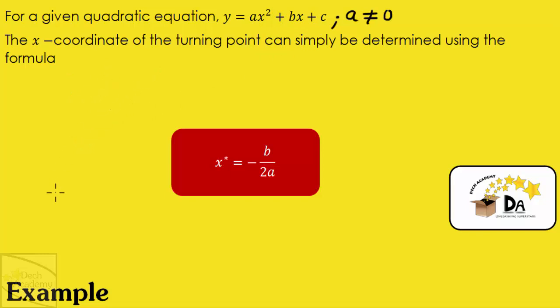So the key thing here is quadratic curves have turning points. Without even sketching, this formula will tell you the x coordinate of the turning point, and using the x coordinate you can determine the y coordinate, and therefore you have the full coordinate of the turning point. And I'll give you an example. So note x asterisk is equal to minus b over 2a, where b of course is the coefficient of x in the quadratic equation, and a is the coefficient of x squared.